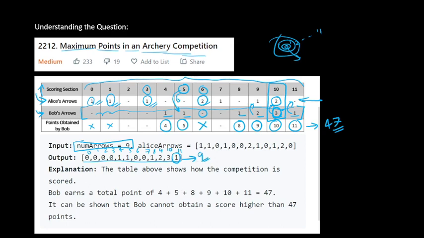So this was the question. We have to give this array of Bob's arrows, and we have to make sure that the score is maximal, that the points are 47. If you see any other combination, you can't get a higher score than 47. This is the maximum.